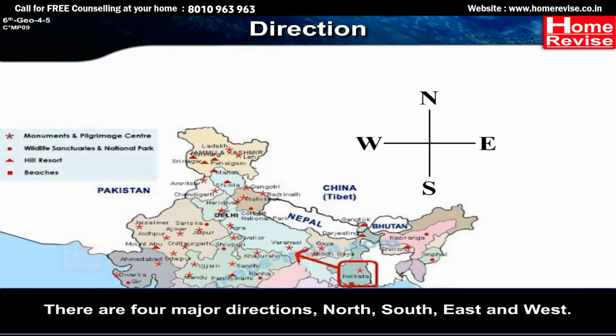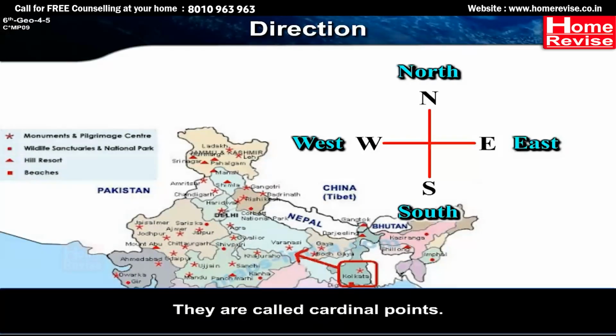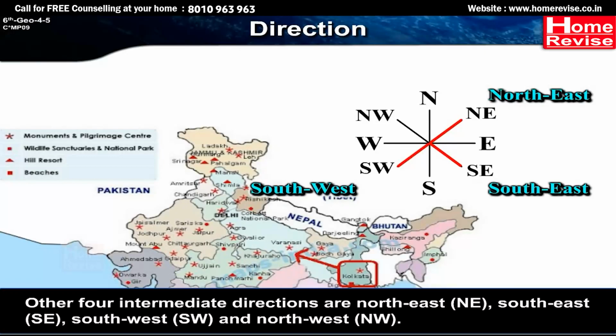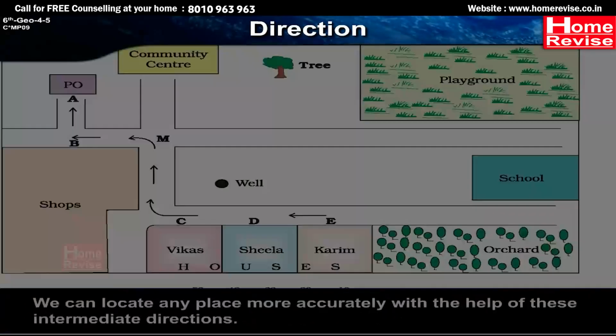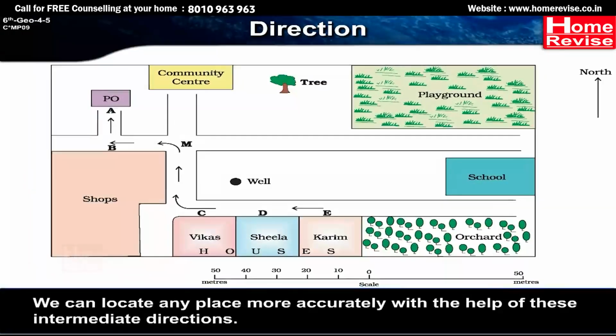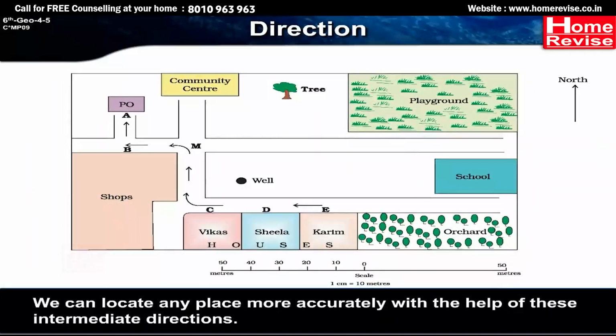There are 4 major directions: north, south, east, and west. They are called cardinal points. Other 4 intermediate directions are northeast (NE), southeast (SE), southwest (SW), and northwest (NW). We can locate any place more accurately with the help of these intermediate directions.